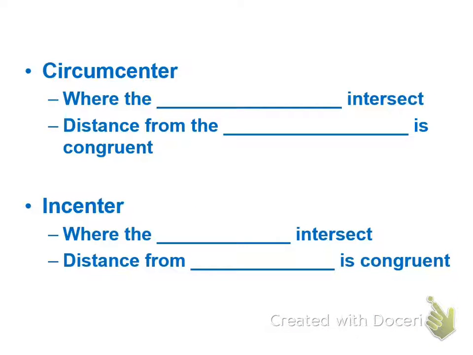A circumcenter is where the blank intersects. Connor. A circumcenter is where. Don't read it. Talk to me. A circumcenter is where the... I don't remember where I wrote it down at. Monet! Don't read it. Talk to me. Lily! The circumcenter is where the blank intersects. Perpendicular bisectors intersect. The distance from the blank to the blank is congruent.